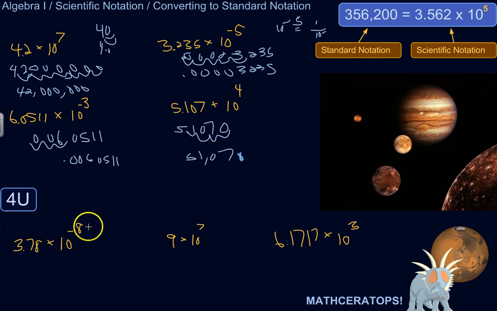All right, so I've got 3 here for you to try. 3.78 times 10 to the negative 8. 9 times 10 to the 7th. And 6.1717 times 10 to the third. Good luck.